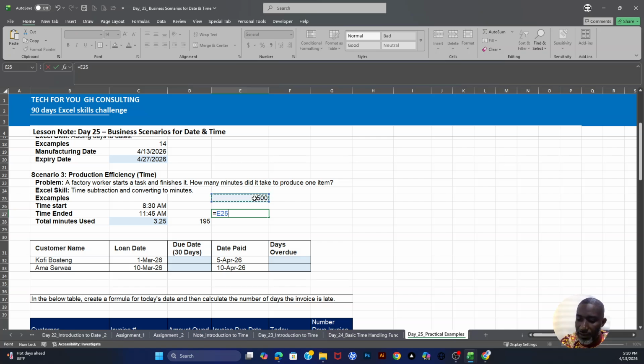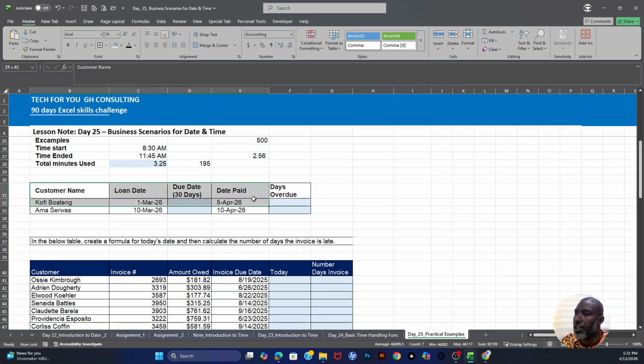So we take this particular one, then we divide by the total number of minutes used, and then we know that on average the factory produces 2.5 or 2.6 output within 1 minute. So within 1 minute is 2.6 output. That's the average for it. So that is how you do your calculations also.